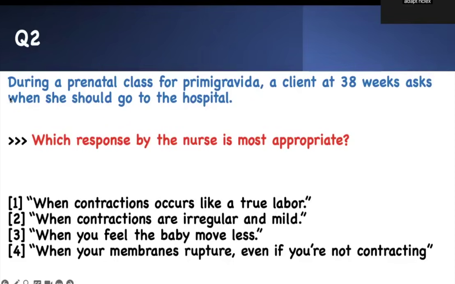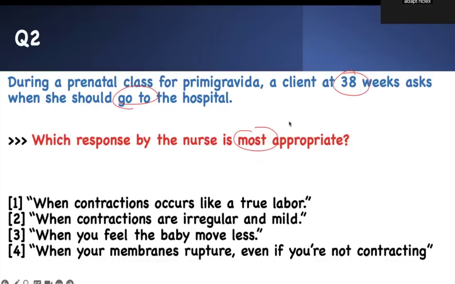Same thing. Underline the buzzword. The buzzword is most appropriate. 38 weeks. When can I go to the hospital? That's all. What do you think? Think about it. When contractions occur like a true labor, when contractions are irregular and mild, when you feel the baby move less, when your membrane ruptures, and even if you're not contracting, think about it. Look at each answer choice. Stop the video, put down your answer. Let me know. You got it.